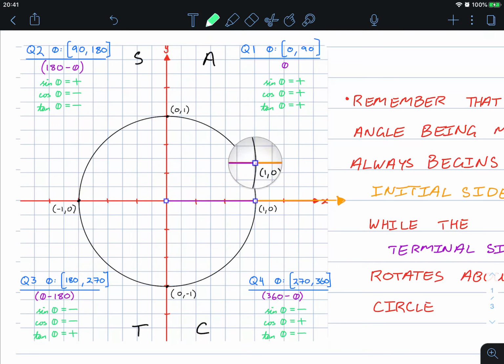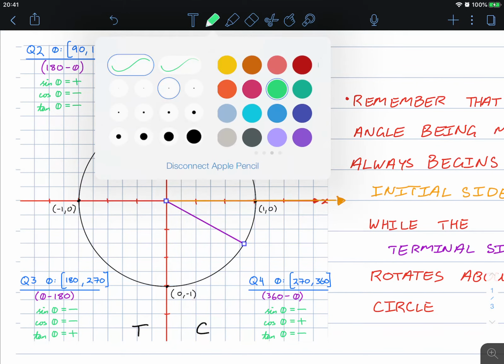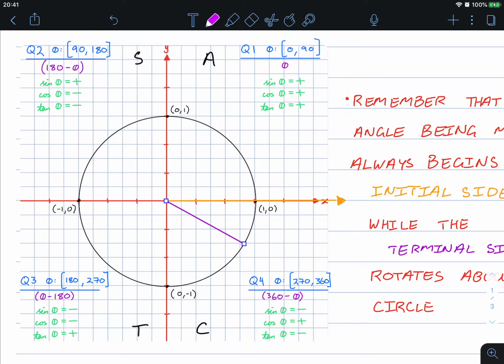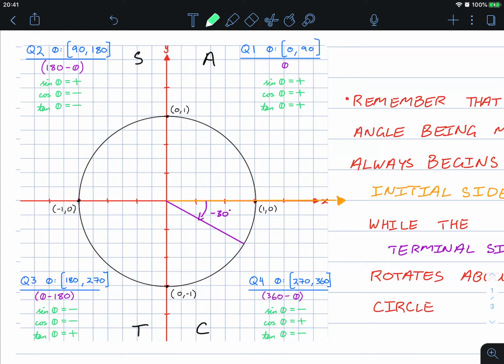Likewise, if we go from 0, so let's start off at 0 and let's go backwards. Because we're going backwards, we are now in negative angles. So for example, here is negative 30 degrees. Let's get the purple. Going this way is negative 30 degrees. However, there's nothing different between that and having gone around this way instead.